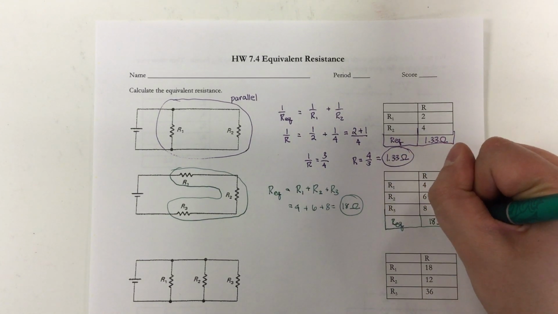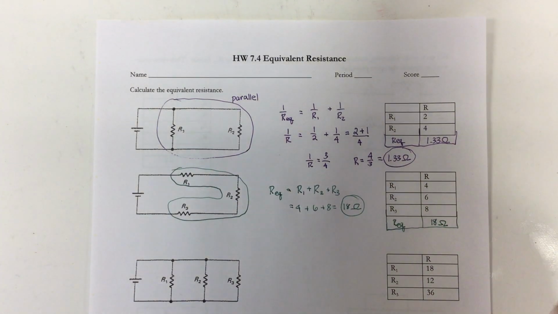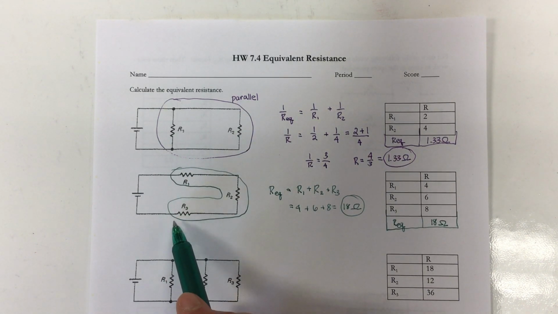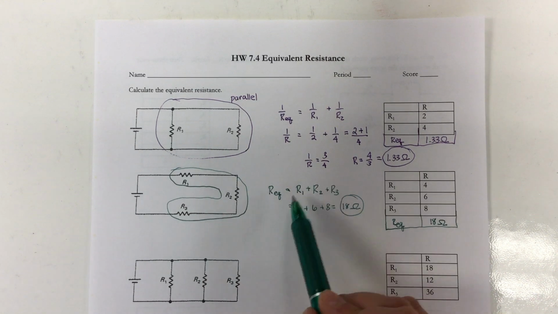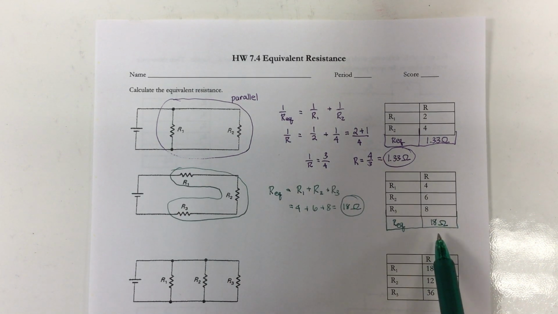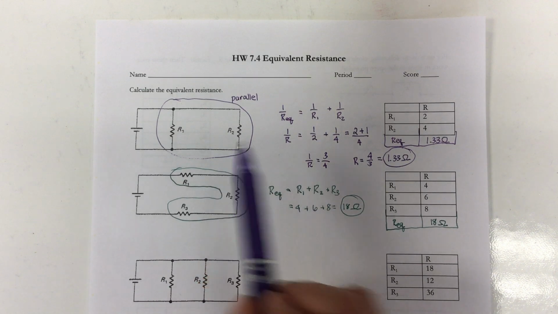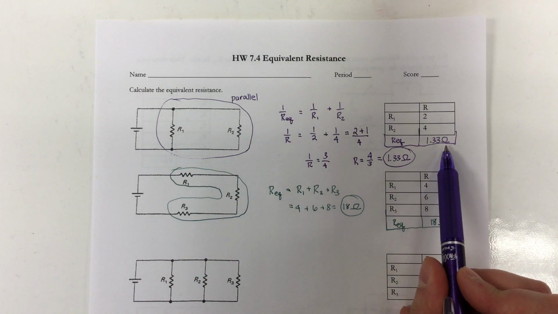It's more difficult to go through all three of these because they represent a longer path for the electrons to go. In series, the more resistors you have, the harder it is for electrons to go. Whereas in parallel, the more resistors you have, the more paths there are, the easier it is for electrons to go.